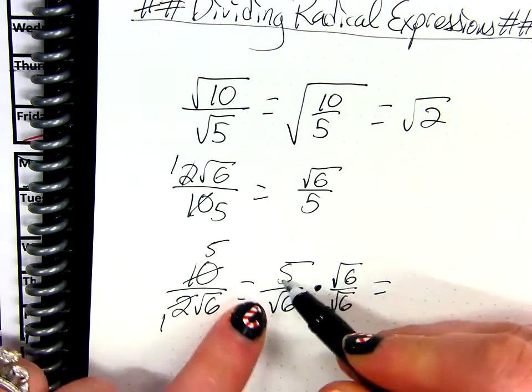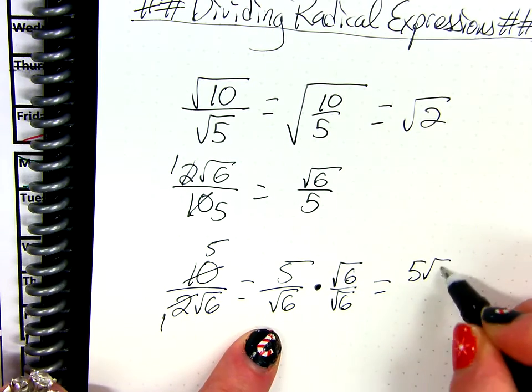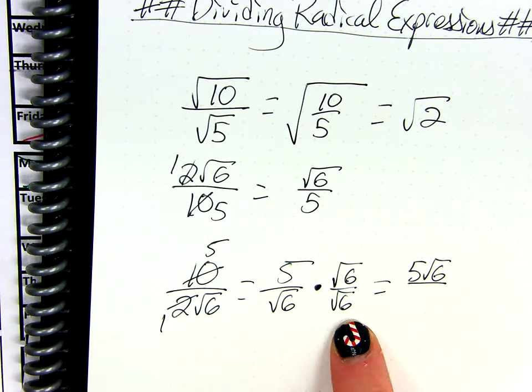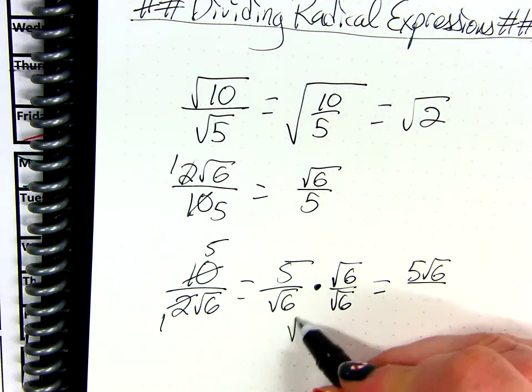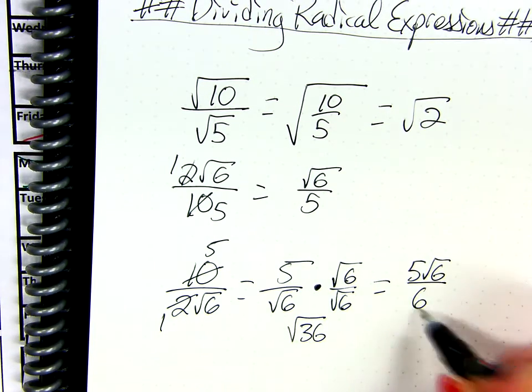If I multiply across the top, I have 5 root 6. What do you get on the bottom? What's root 6 times root 6? Square root of 36, which is just 6.